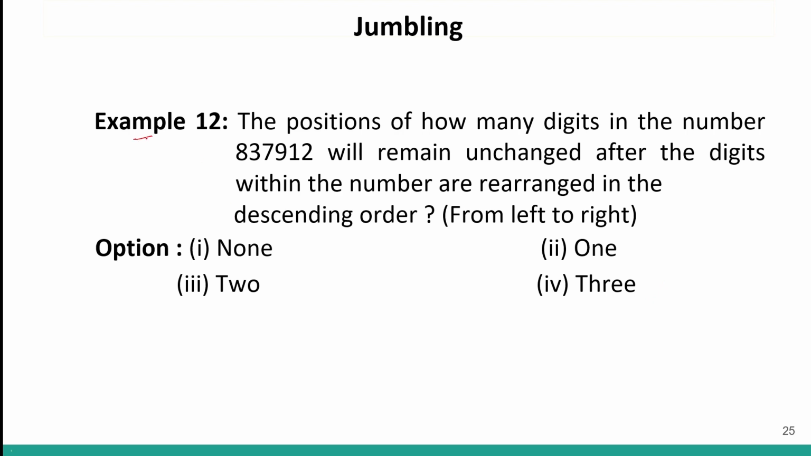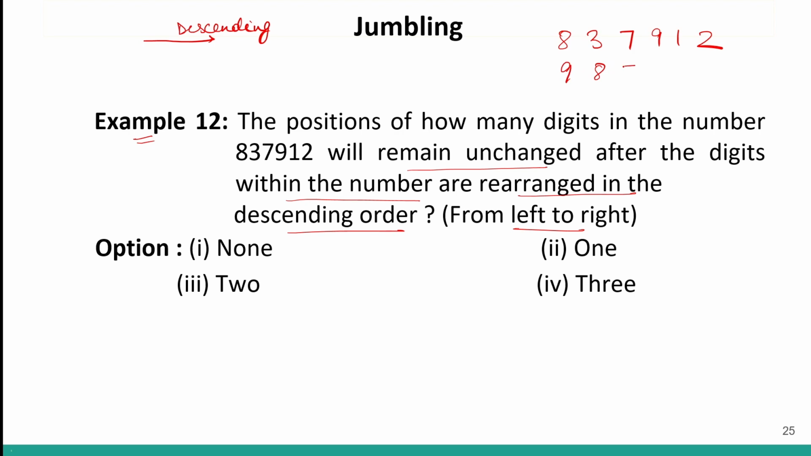Now, example 12. The positions of how many digits in the number will remain unchanged after the digits within the number are rearranged in the descending order from left to right. So from here to here, we have to arrange them in descending order. Okay, so the original number is what? 837912. Now let us arrange it in descending order. So if I arrange it in descending order, it will be what? 9, 8, 7, 3, 2, 1.